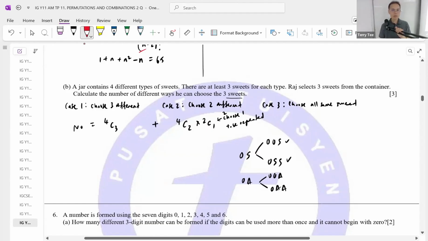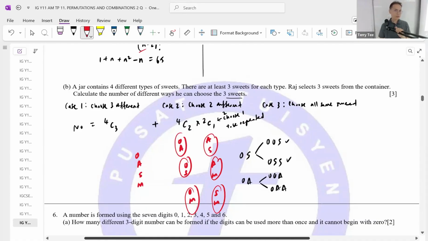2 out of 4. Remember, you have, let's say, for example, orange, apple, strawberry, mango. I got 4 different candies. I can choose orange apple, orange strawberry, orange mango, apple strawberry, apple mango, strawberry mango. So how many ways are they? 6, right? 4C2 is 6.